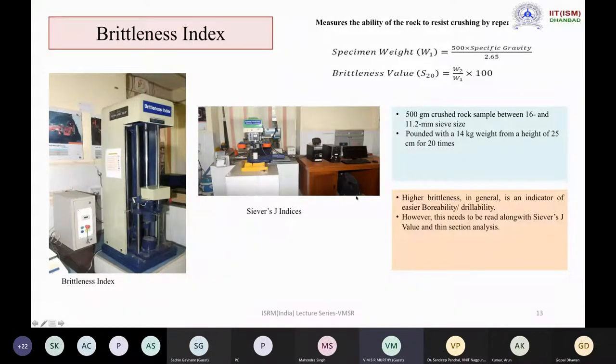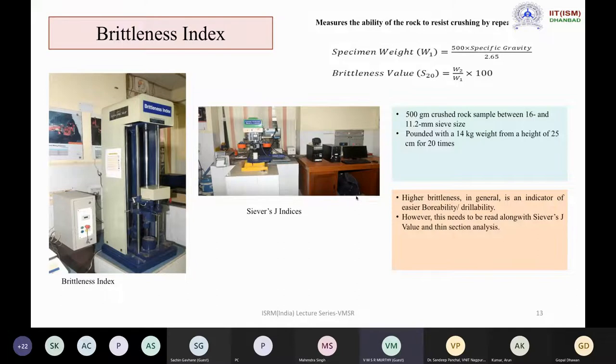And then the conclusion here is, generally, the higher the brittleness, the more the boreability. That is the general drillability and boreability. So this is a general concept, and it works well, actually. That's how brittleness assumes a greater significance.